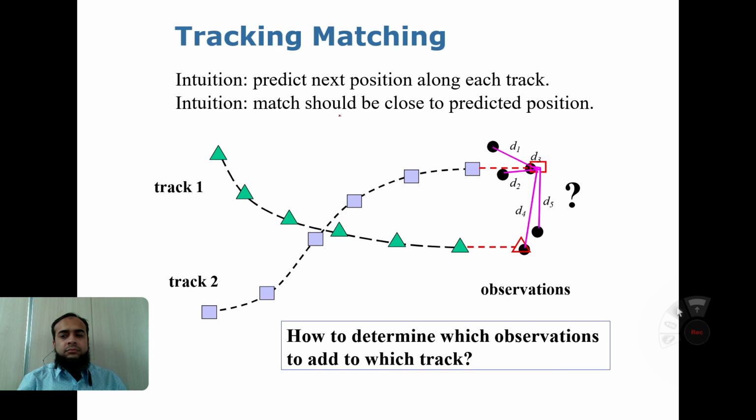Next, the match should be close to the predicted position. So here we determine the data association: we should decide the match should be close to the predicted position. If this is a predicted position, then we should calculate the distance between the other observations. Like there are 3, 4, 5 measurements, so we should calculate the distances D1, D2, D3, D4 up to D5. We should calculate the distance.